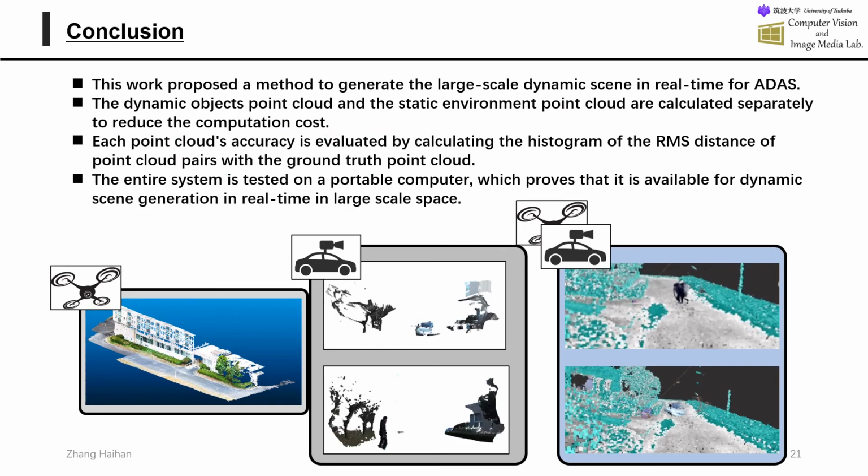To give a conclusion, this work proposed a method to generate large-scale dynamic scenes in real time for ADAS. The dynamic objects' point cloud, using aerial multi-view images from a UAV, and the static environment point cloud from a stereo camera are calculated separately to reduce the computation cost. And each point cloud's accuracy is evaluated by calculating the histogram of the RMSD of point cloud pairs with the ground truth point cloud. And the entire system is tested on a portable computer, which shows that it is available for dynamic scene generation in real time in large-scale spaces.